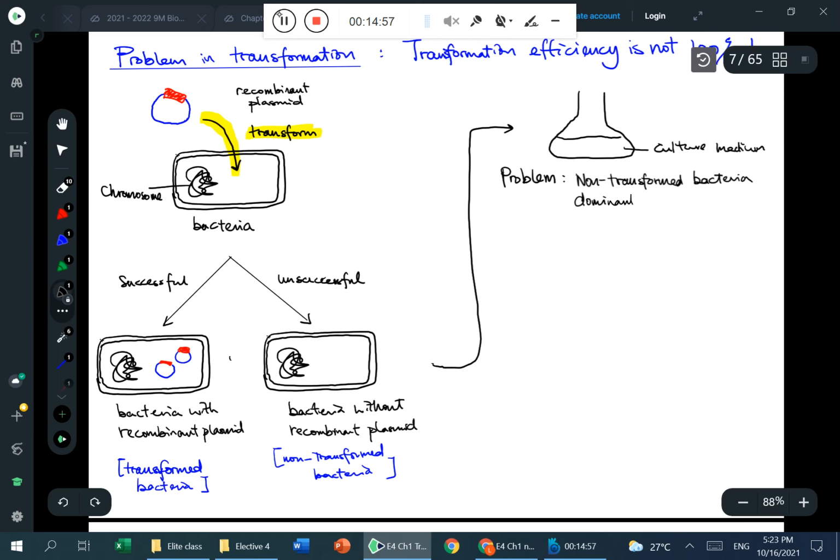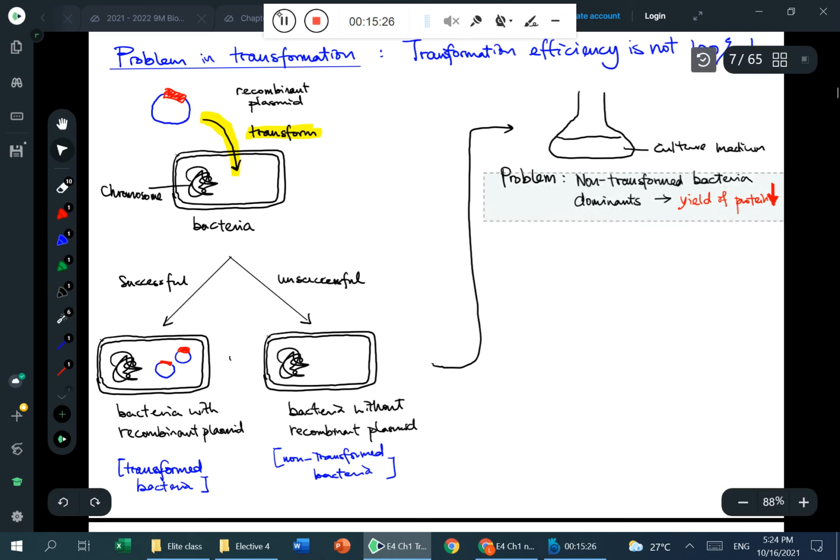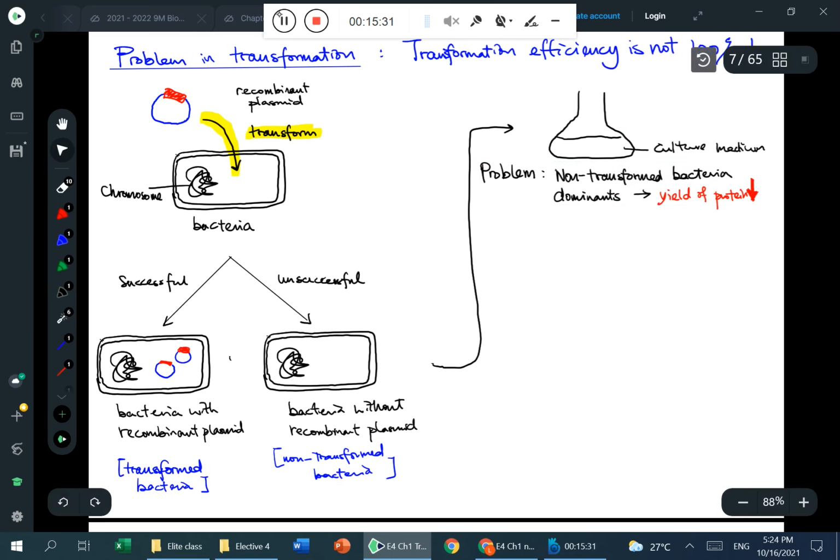And what's the problem of this? Then the protein yield would be greatly decreased, and it will be heavily impacted due to natural selection in the culture medium. So how can we solve this problem?